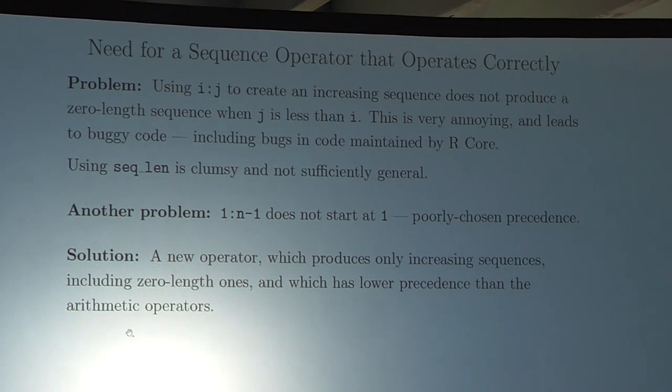So the solution is to have a new operator which produces only increasing sequences. If you happen to want a decreasing sequence, well, you could use the old colon operator, or you can just use rev. You can say rev(1..n) and get it to go the other direction. And because it only produces increasing sequences, it can produce zero-length ones if the upper limit is less than the lower limit. And while introducing a new operator, we can also choose its precedence more carefully, without any backwards compatibility problems.